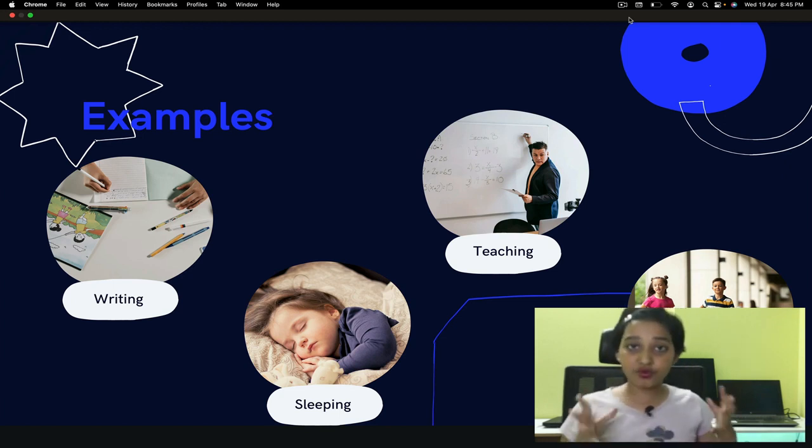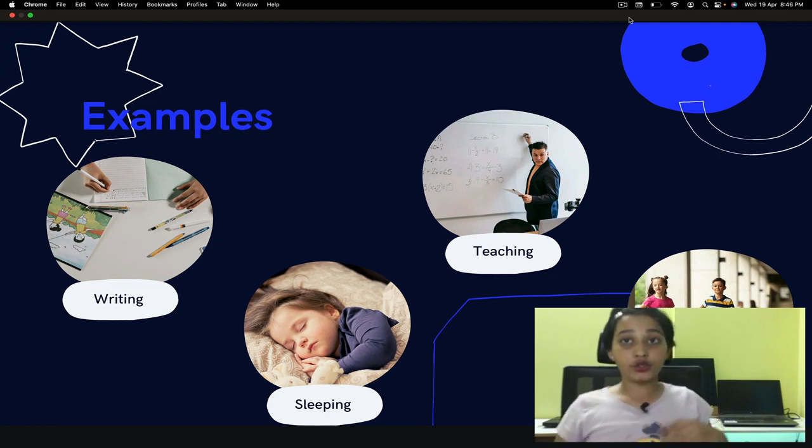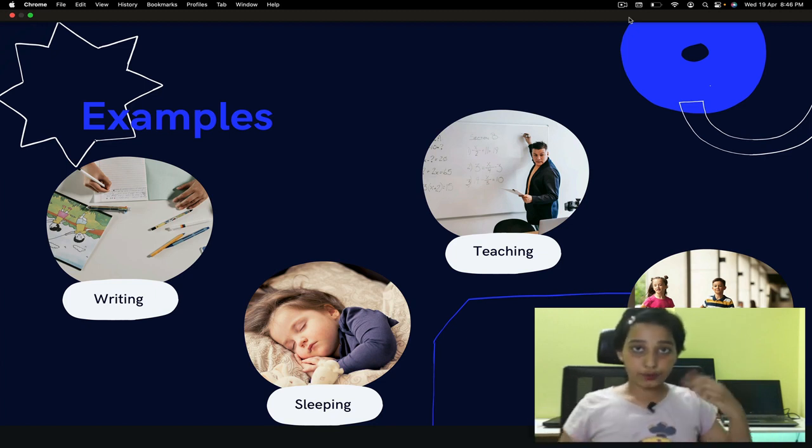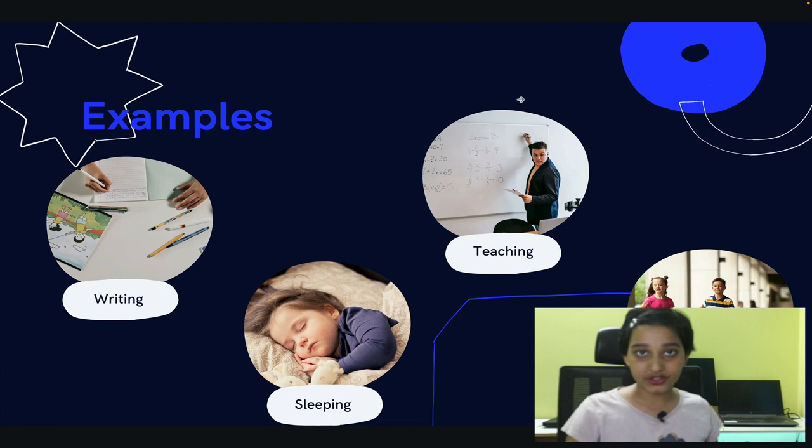Does it involve a movement? Yes, because when you write, you need to move your hand, right? Also sleeping. Then teaching. Why? Because you're writing and also speaking. Then running. When you are running, your legs are helping you, and sometimes we also use our hands. Some people will not use them, but some people will move their arms like this, as you can see in the picture.